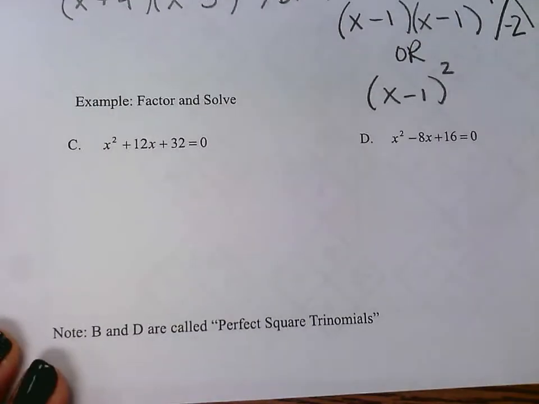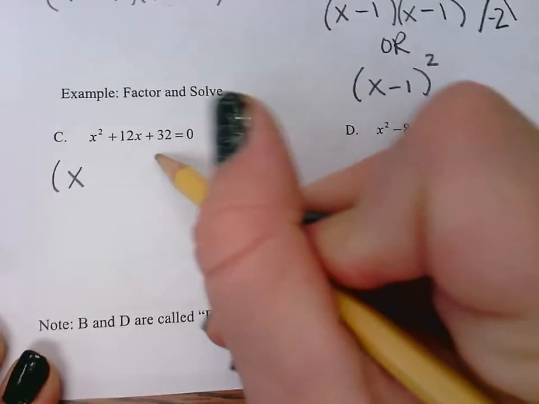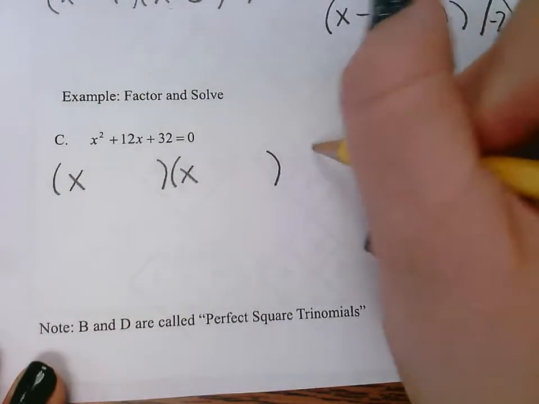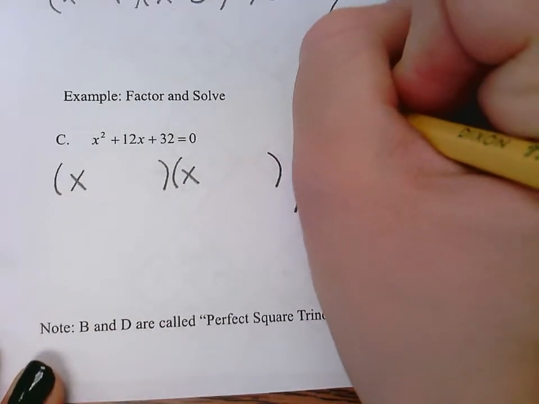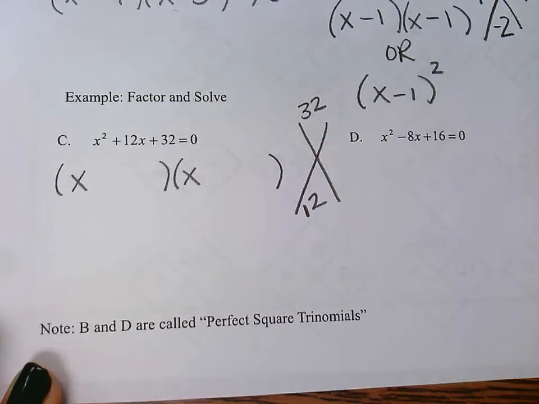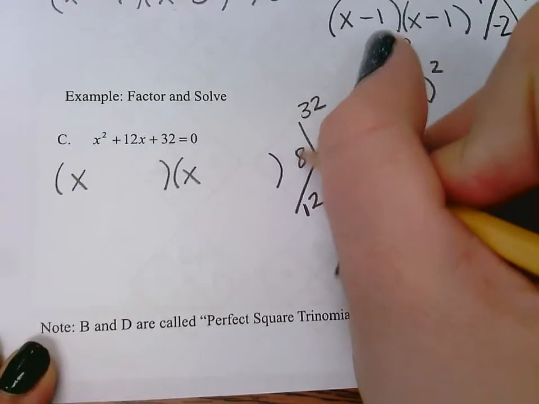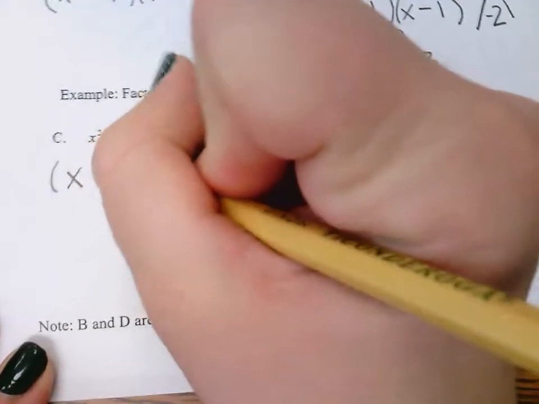So, all right, so C, when I set this one up, I do x times x, and then I'm looking for the factors of 32 that add up to 12. So can someone help me out? What are the factors of 32 that would add up to 12? Yep, 8 times 4. So 8 and 4. It doesn't matter the order that you put them in.